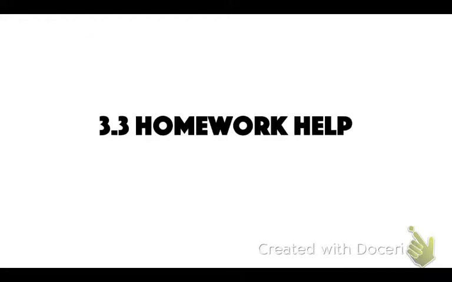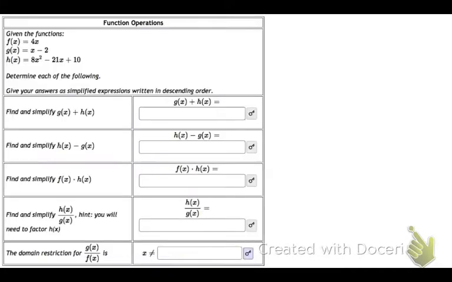Okay, so this 3.3 is all function operations, and I'm just going to go through some problems that are like your homework. So if we're given these three functions, we have f of x equals 4x, g of x equals x minus 2, and h of x equals 8x squared minus 21x plus 10.